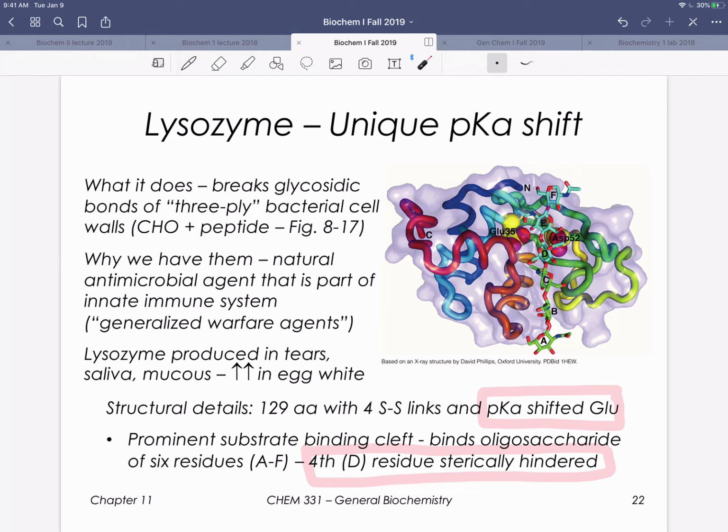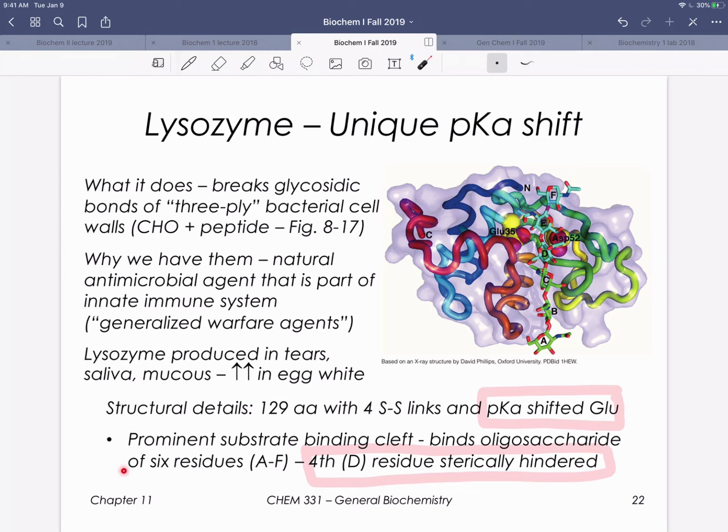Another small protein, relatively speaking, 129 amino acids, disulfide links, but this is again the critical piece that I want you to know. It's got a pKa that's shifted towards neutrality for glutamic acid. Normally glutamic acid is going to have a pKa of between 3 and 5. So in this case, we're going to have a pKa that's shifted higher, that allows glutamic acid to maintain its proton, so maintain that neutral state. And we talked about this in class. That's because it lives in this nonpolar microenvironment that is better suited to having something that has no charge than negative charge.